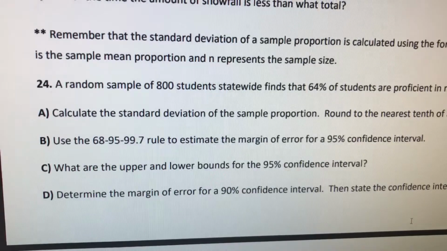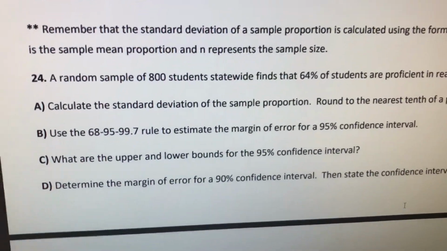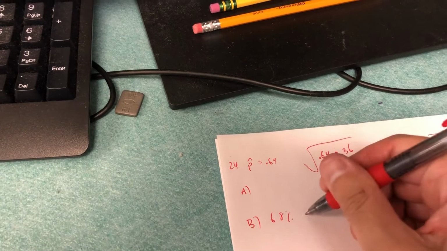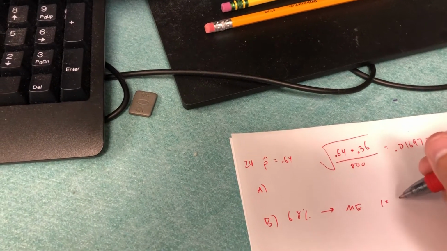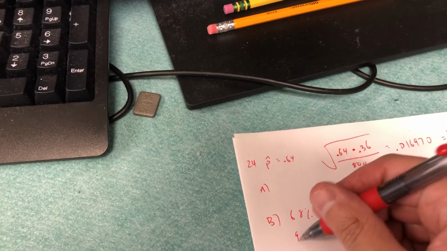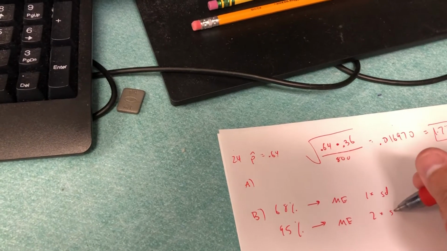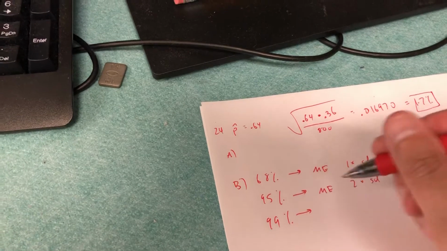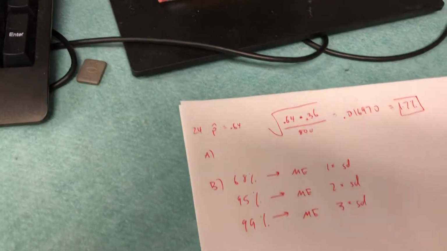Part B, use the 68, 95, 99.7 rule to estimate the margin of error for a 95% confidence interval. So remember, for confidence intervals, for a 68% confidence interval, your margin of error is 1 times the standard deviation. For 95%, your margin of error is 2 times the standard deviation. And for 99%, technically 99.7, but it's a rule of thumb, so we're close, the margin of error is about 3 times the standard deviation, all right?